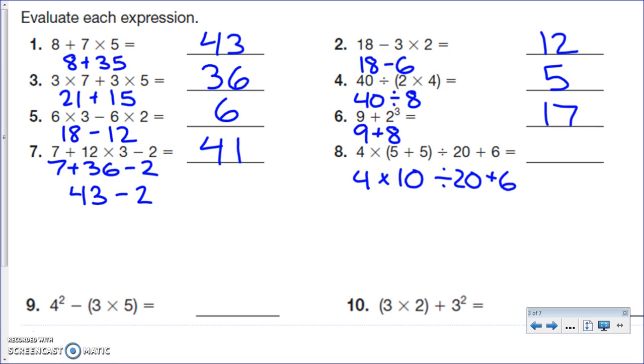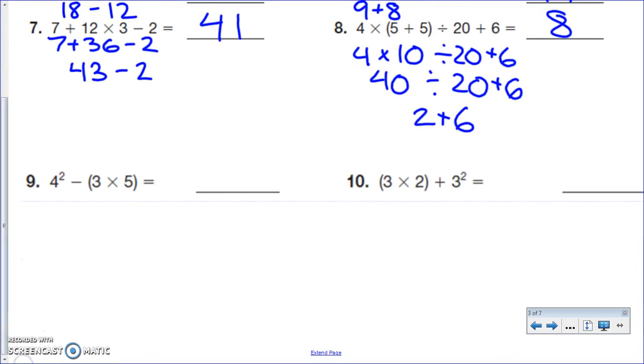Now, we do multiplication and division left to right. So the multiplication comes first. So we're going to have 40 divided by 20 plus 6. Next, we're going to do the division. So 40 divided by 20 is 2. So we have 2 plus 6. And we know 2 plus 6 equals 8. And this way, by recording all your steps going straight down, you can keep everything lined up and you can double check your math to make sure you did it correctly.